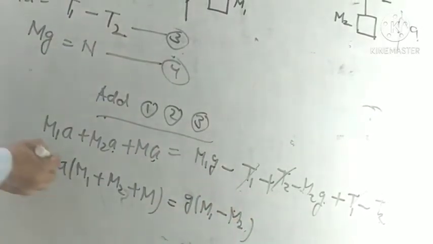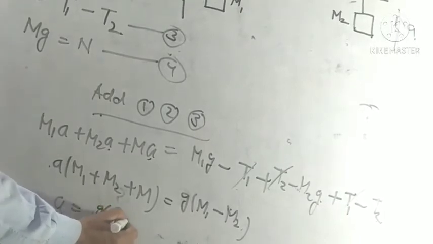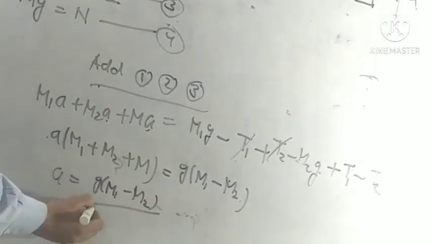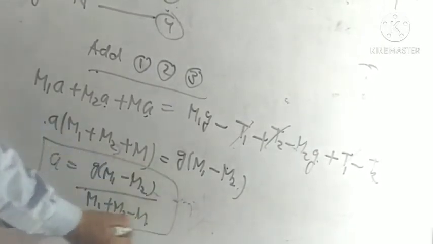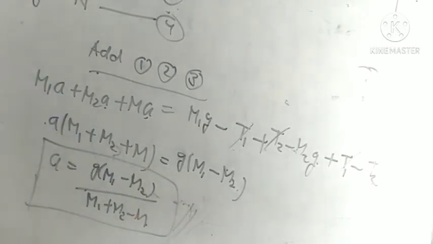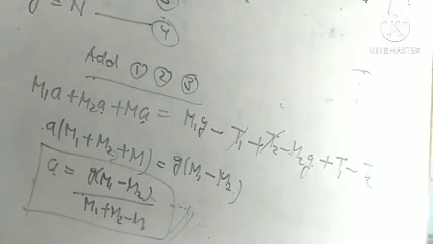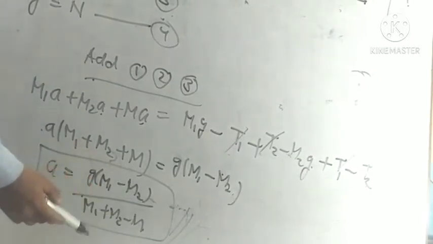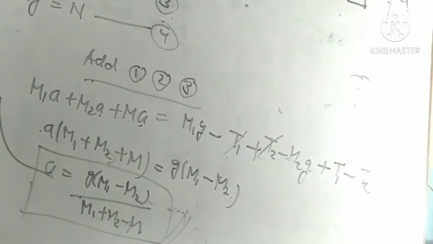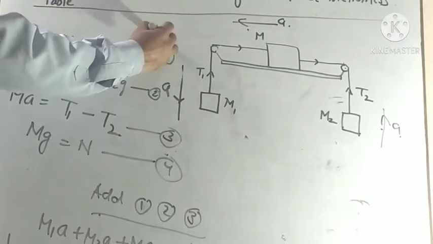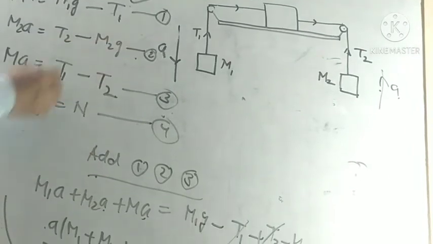And now we get the acceleration: a = (M1 - M2) g / (M1 + M2 + M). So we get the expression of acceleration in the form of M1, M2, M and g, and now we put this acceleration in any equation. In equation number 1, we will get tension T1, and when we put the acceleration in equation number 2, we will get tension T2.